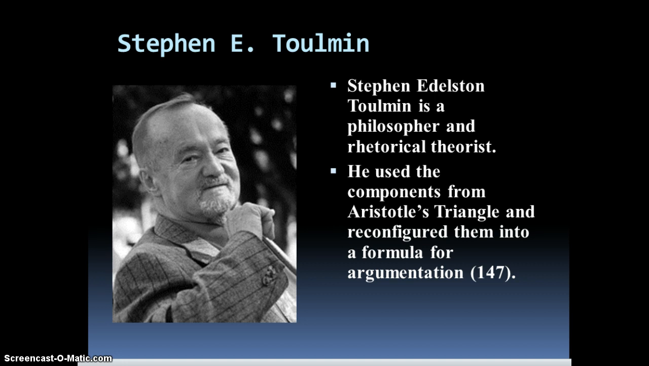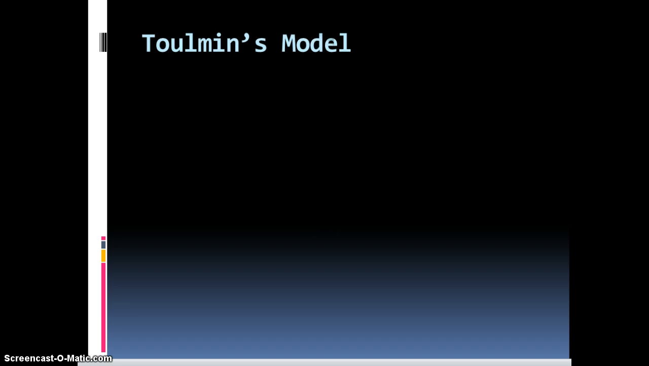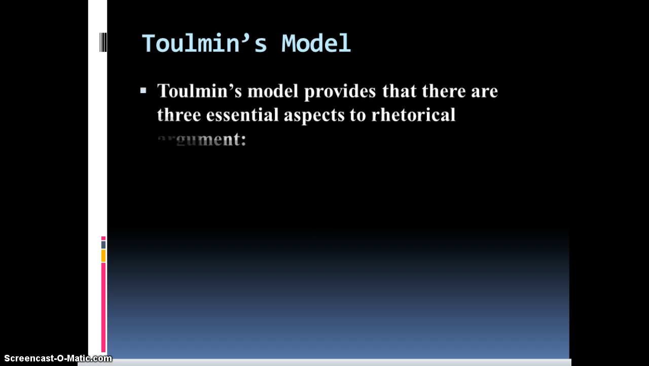What he did is he reconfigured this old classical mode of manipulating the audience. What he is saying is we should focus not on the audience, but on the argument itself. And so the method is named after him. So what we have here is the three essential components of any argument. He provides three essential parts, and then there are three extra parts.